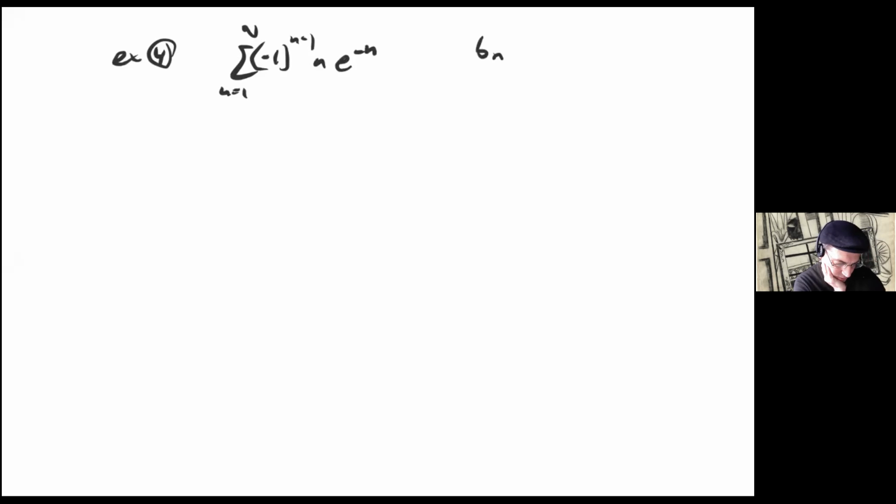So now we come to example 4, which is the summation from n equals 1 to infinity of (-1)^(n-1) n e^(-n). Okay, so b sub n we can write as n over e^n. And we need to know it's non-increasing, and we need to know the limit is 0. So let's first of all show it's non-increasing using calculus. So f of x is x over e^x.